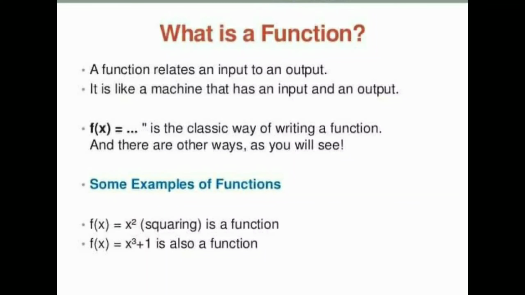That means for every value of x, the function associates each element in the domain with exactly one corresponding element in the codomain. That means the value of y. So a function is like a machine. The classical way of writing a function is denoted by f(x), that means function of x, and this f(x) denotes the dependence of one quantity on the others.